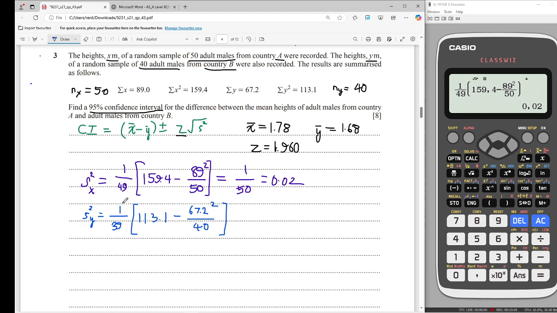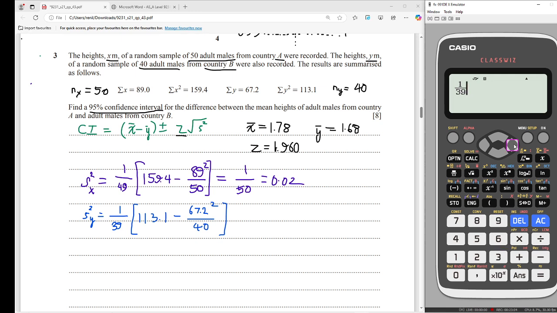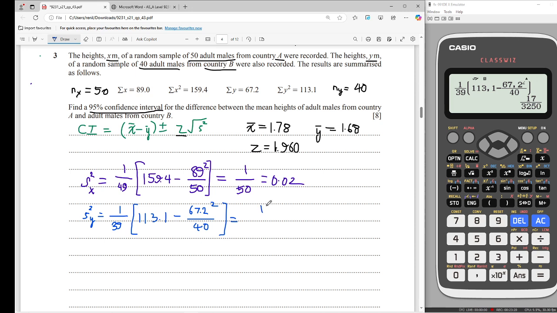Okay, so now that we've done that, let's put this in the calculator. 1 by 39 multiplied by 113.1 minus 67.2 squared by 40. We get 17 by 3250. This is not going to be a clean decimal value. This is going to be quite a long value. So let's take this into our calculations. This is equal to 0.00523. Fine.